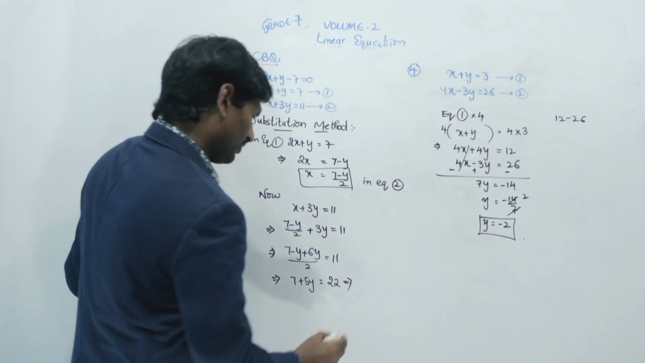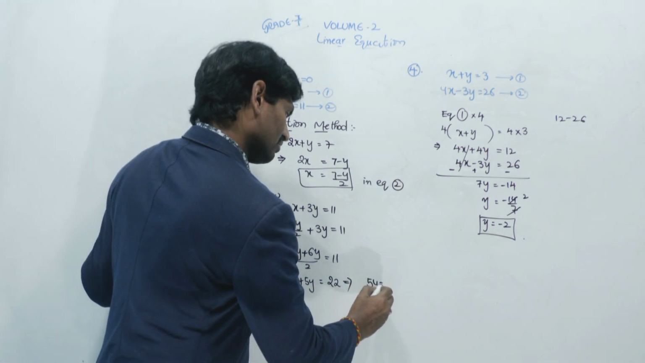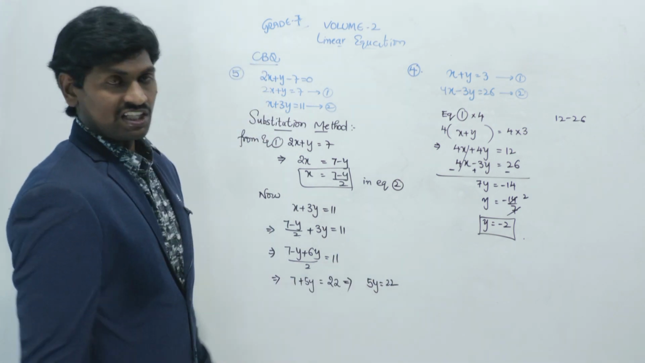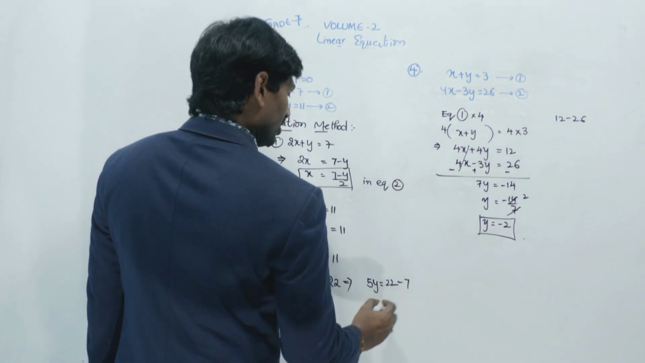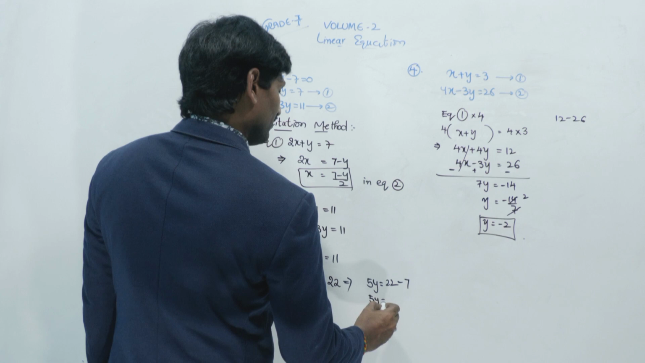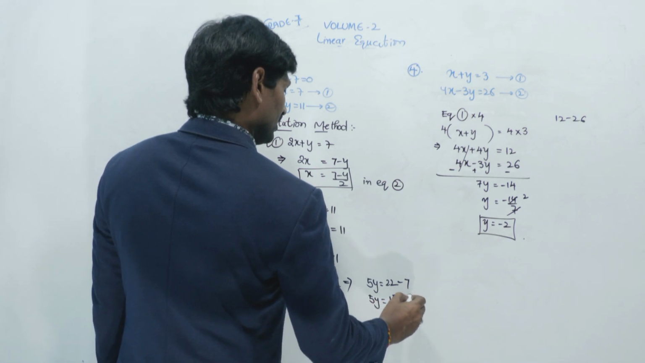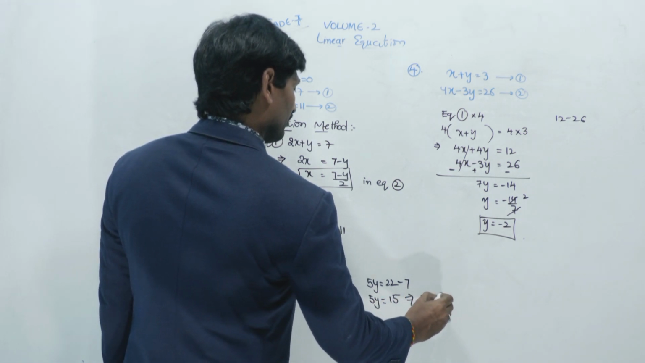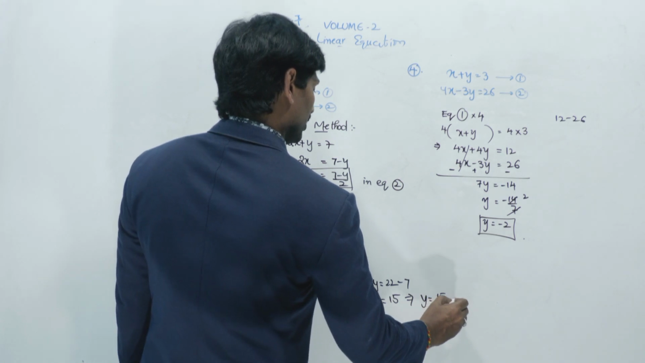That implies we need to find the y value. 5y equals 22 plus 7 transposed to that side becomes minus 7. 22 minus 7 is 15. Then the y value is 15 by 5, nothing but 3.